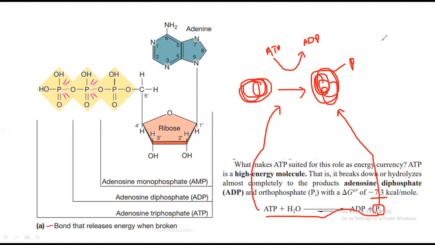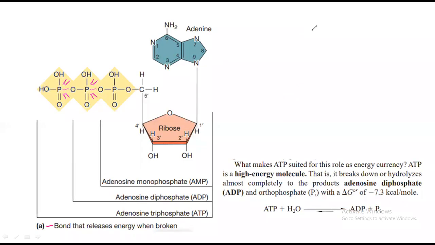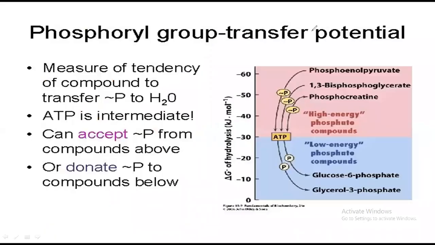So sometimes you will see 30 kilojoules per mole. That is also the same, and this is also the same. So keep this concept in your mind. Now we will proceed further. Phosphoryl group transfer potential. Now I will discuss how ATP is formed and how ATP liberates energy in metabolic processes. Phosphoryl group transfer potential means the measure of the tendency of a compound to transfer phosphate to H2O.